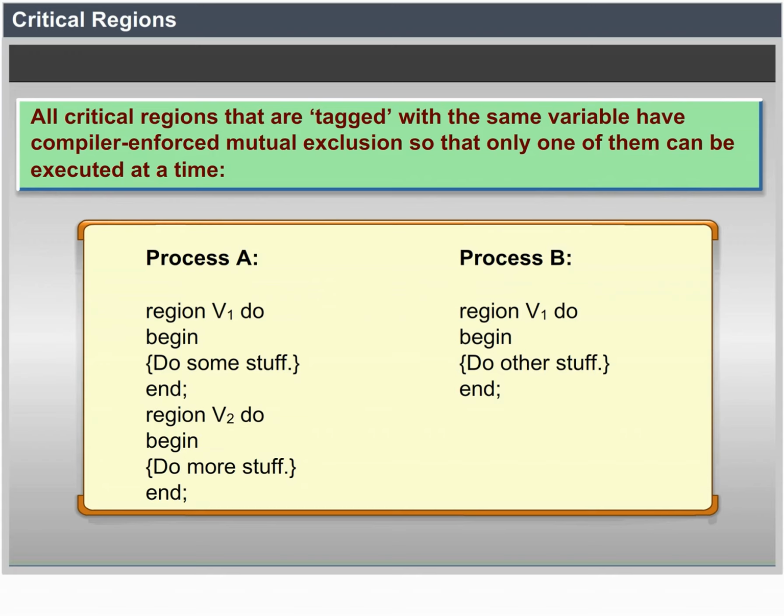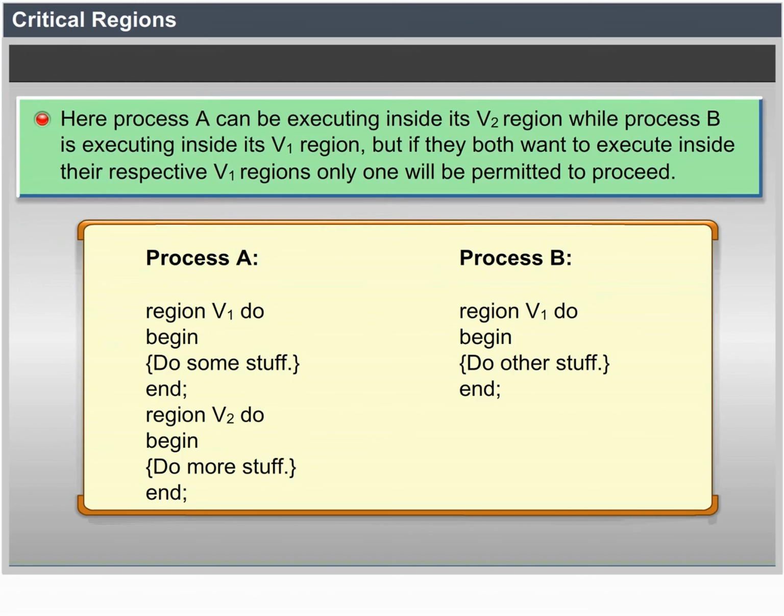The processes, process A and process B, follow. Here, process A can be executing inside its V2 region while process B is executing inside its V1 region, but if they both want to execute inside their respective V1 regions only, one will be permitted to proceed.